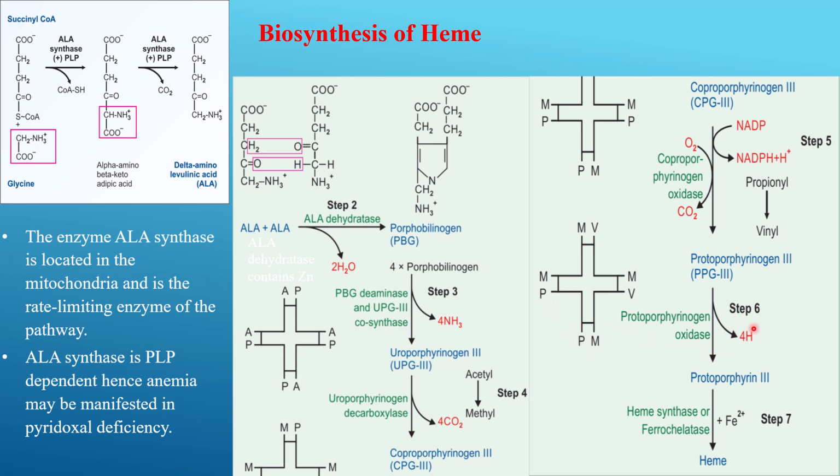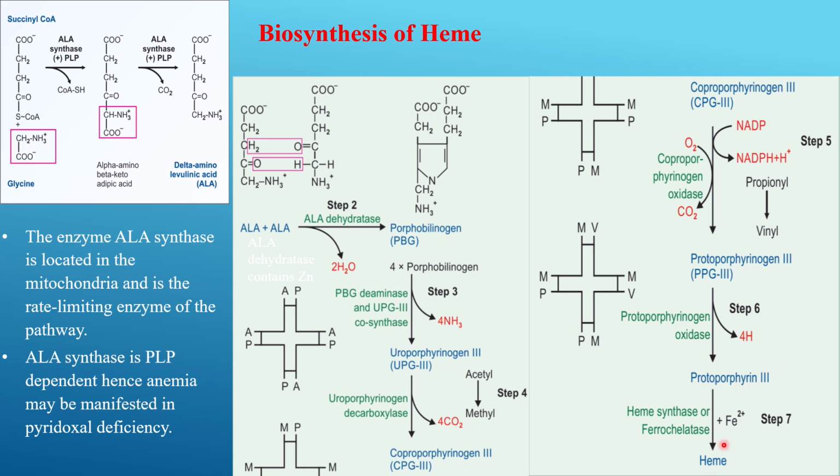Steps 2, 3, and 4 are cytosolic. Steps 5, 6, and 7 are mitochondrial. So step 5 is mitochondrial, and step 6 is mitochondrial. The enzyme is protoporphyrinogen oxidase. It converts PPG3 into protoporphyrin 3.